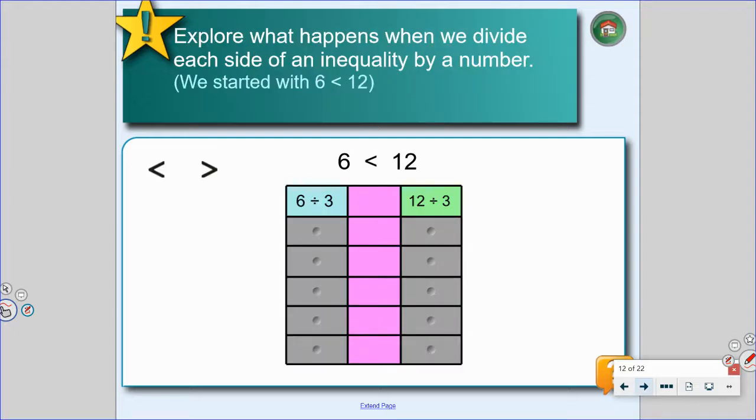So I want you to think about this. Let's put a symbol in here. 6 divided by 3, 2. 12 divided by 3, 4. Still less.